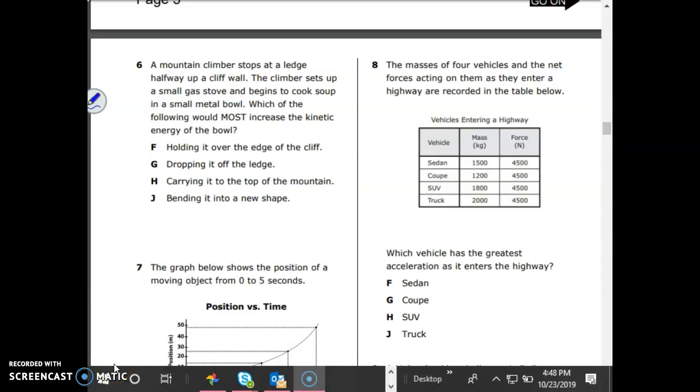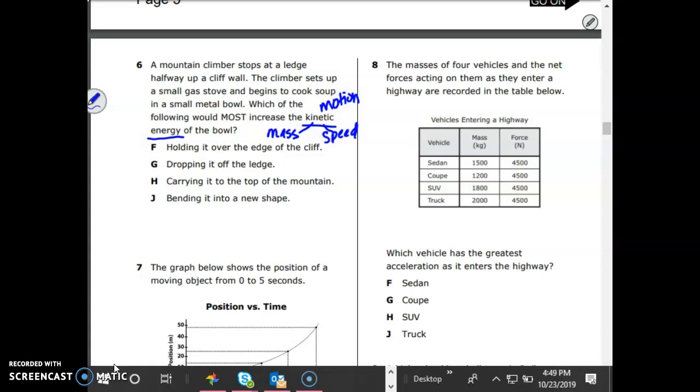Okay, number 6, the mountain climber stops at a ledge halfway up a cliff wall. The climber sets up a small gas stove and begins to cook soup in a small metal bowl. Which of the following would most increase kinetic energy of the bowl? What we need to know to answer this question is that kinetic energy is energy in motion, and it comes from two things. It comes from the mass and it comes from the speed of an object.